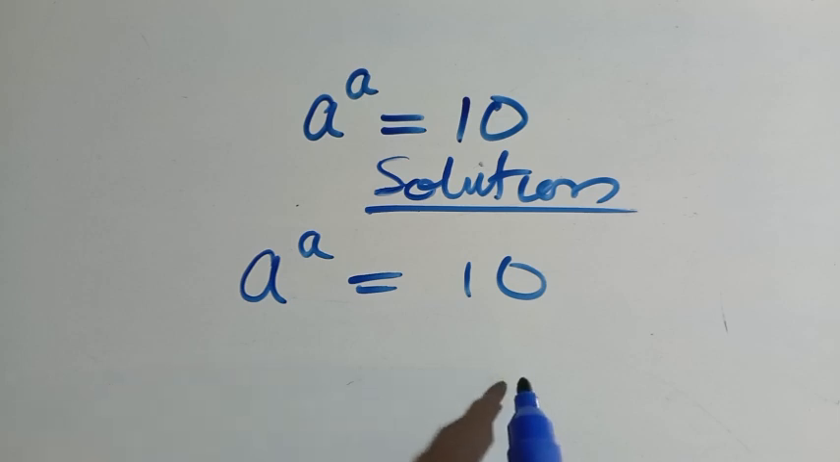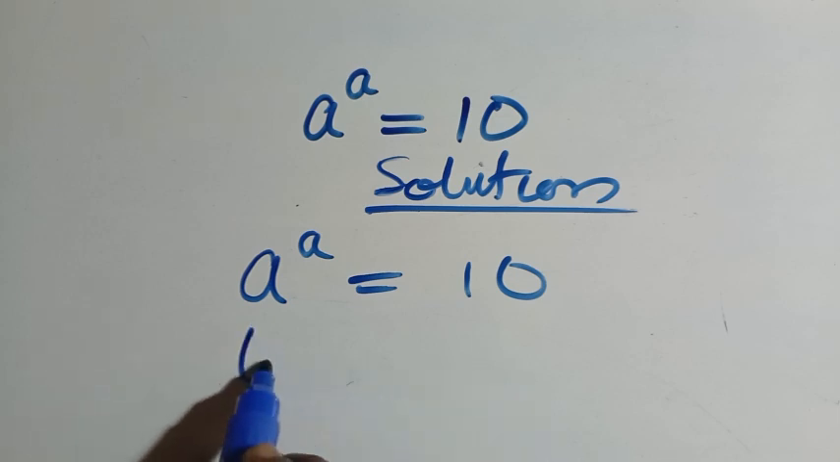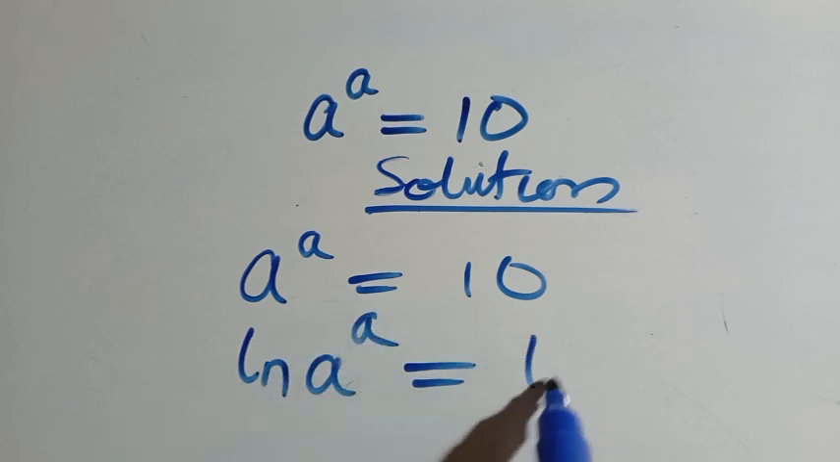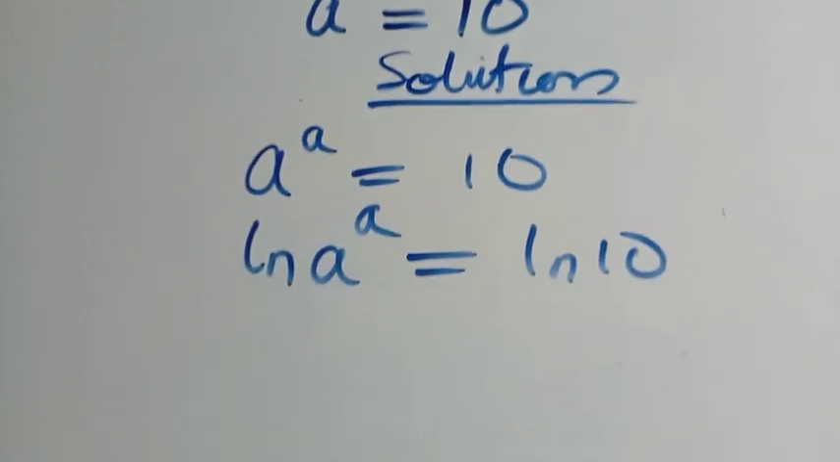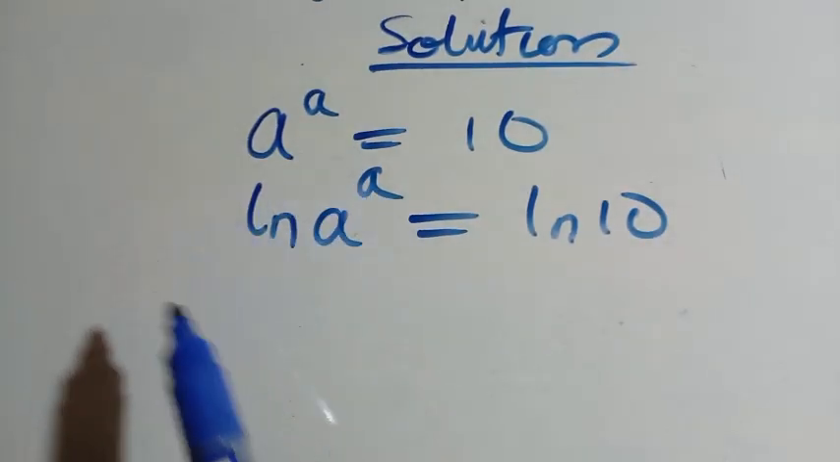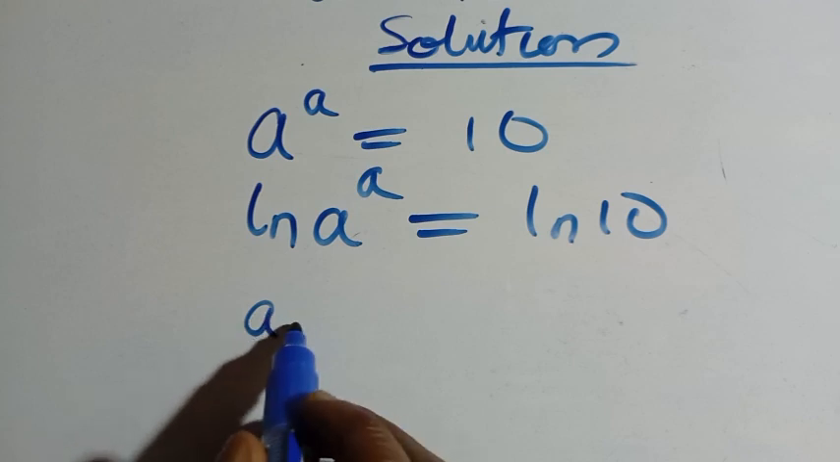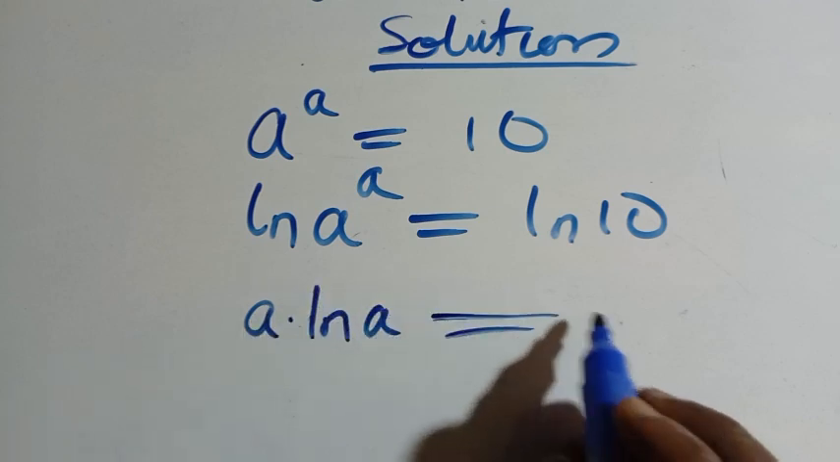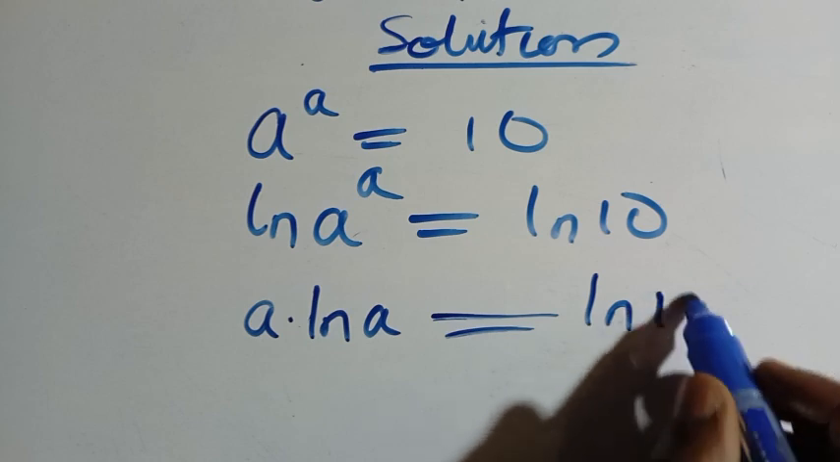So I'm going to introduce natural log on both sides, as we have ln a^a equals ln 10. Then from here, let's say we apply the rule of log. We take this a down and we have a multiplied by ln a. So this equals ln 10.